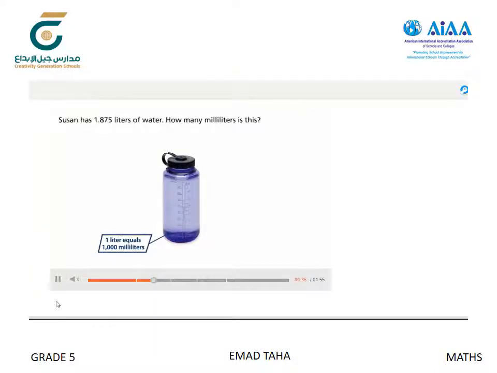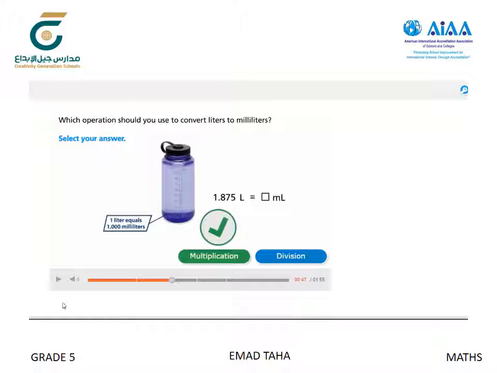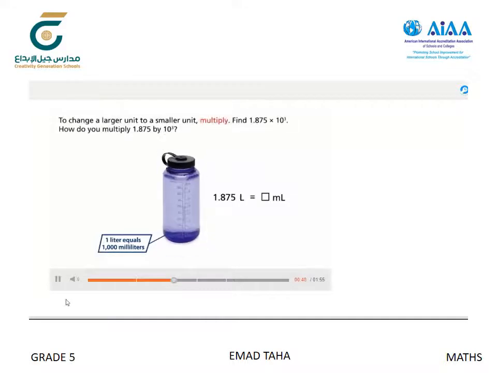Susan has 1.875 liters of water. How many milliliters is this? Which operation should you use to convert liters to milliliters? Ask yourself, when you want to convert from liter to milliliter, we convert from larger to smaller, so we must multiply. To change a larger unit to a smaller unit, multiply.